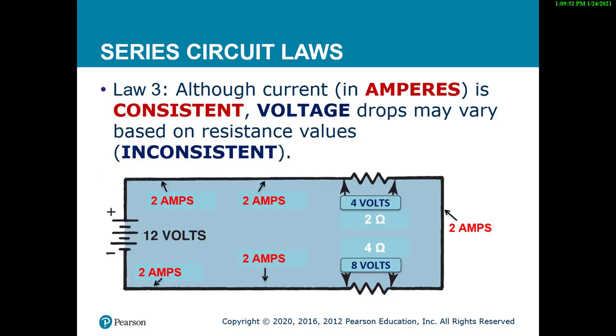The third law states, although the current in amperes is consistent and doesn't change, as you can see in this example here, 2 amps all the way around, the voltage drops may differ, right? They could possibly be the same depending on the ohms. If the ohms are all the same, the volts will all be the same. But in this case, we have 2 different ohmed resistors. We have a 2 ohm resistor dropping 4 volts and a 4 ohm resistor dropping 8 volts. So they're not consistent. So that's the law with series circuits. Amperes will be consistent, but the voltage drops may be inconsistent.